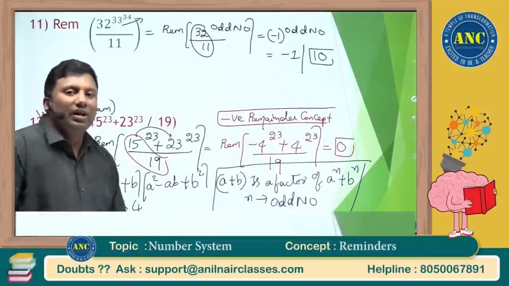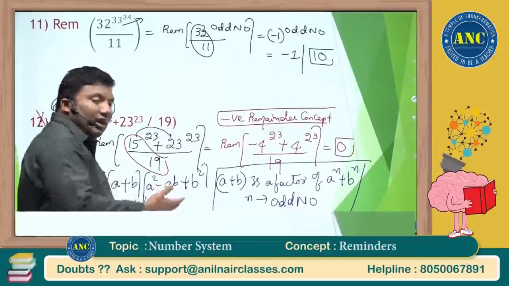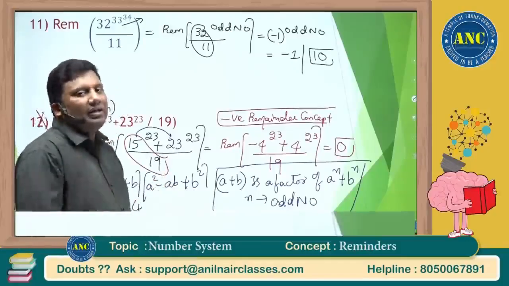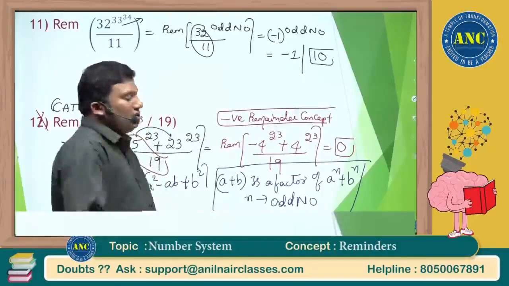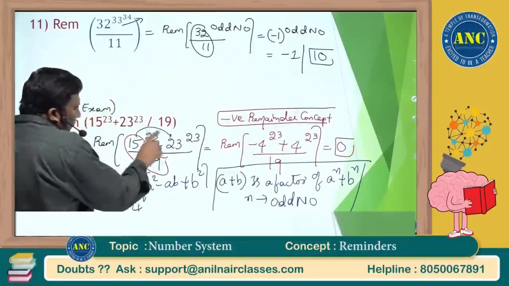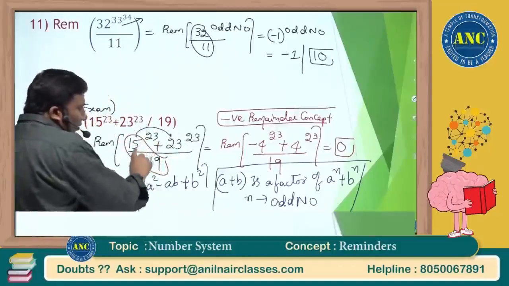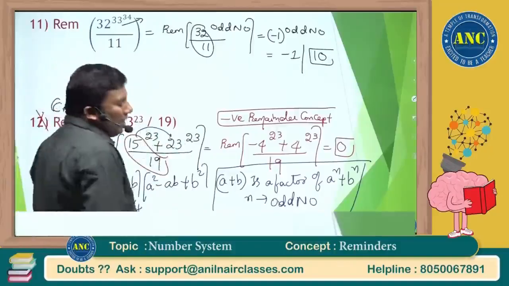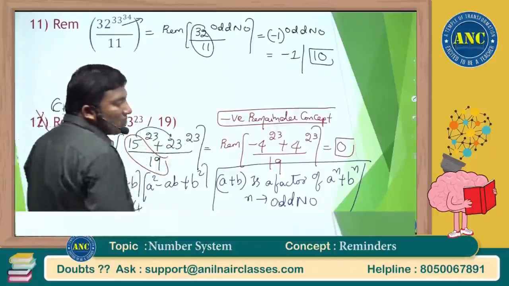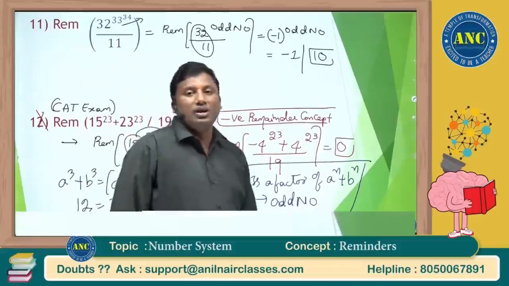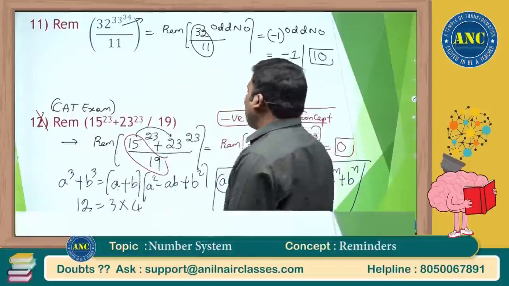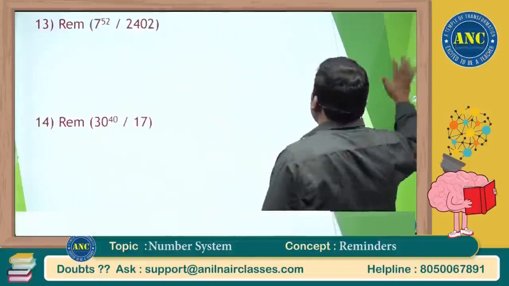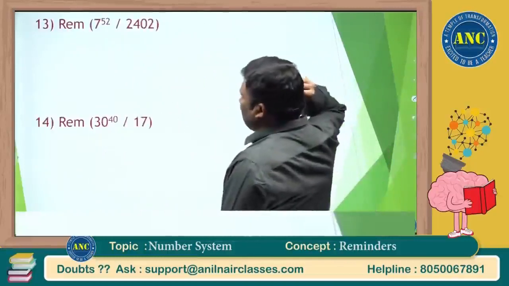15 plus 23, it is 38. 38 is divisible by 19? Definitely yes. 38 is 2 into 19. So A power n plus B power n is always divisible by A plus B if n is odd. A plus B is 15 plus 23, 38. So if it is divisible by 38, it is also divisible by 19.